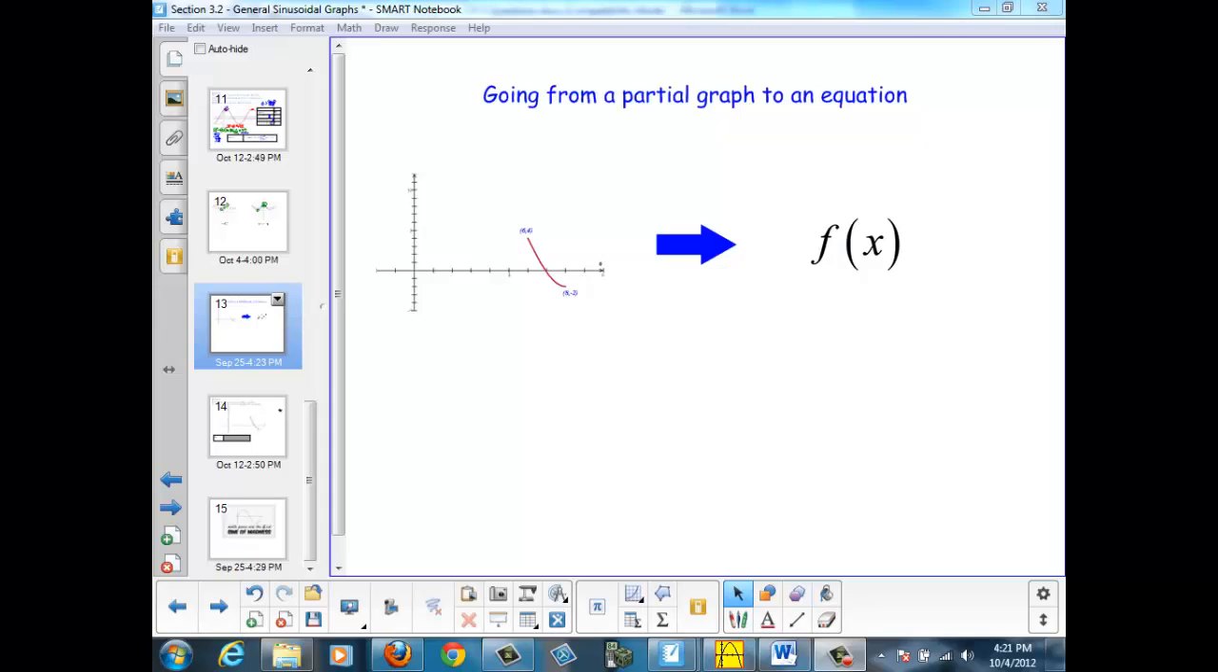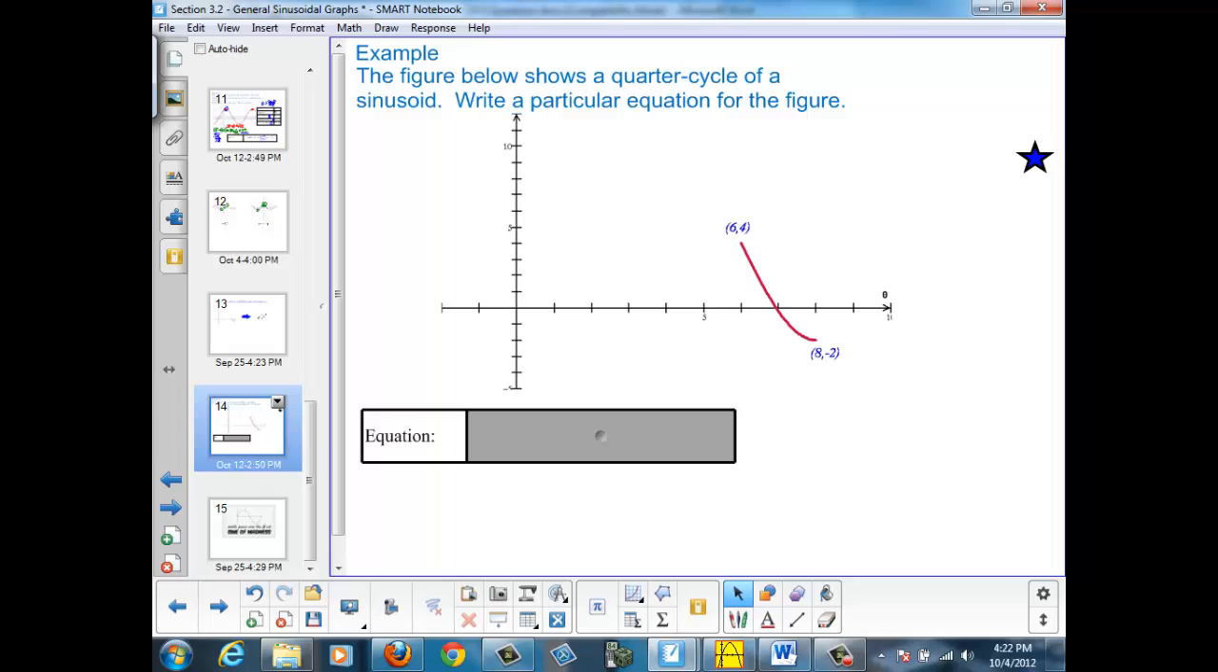Okay, here's the really fun puzzle. Going from only a partial graph to an equation to describe the entire sinusoid. Here's our setup. We have a figure showing a quarter cycle of a sinusoid. Write a particular equation for the figure.